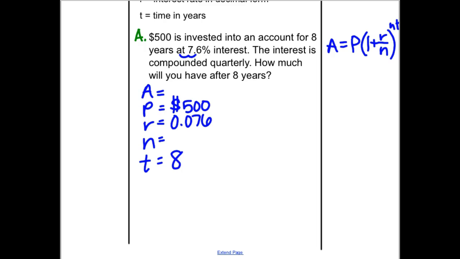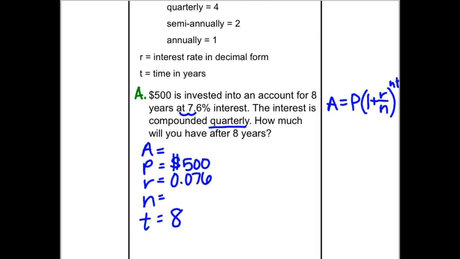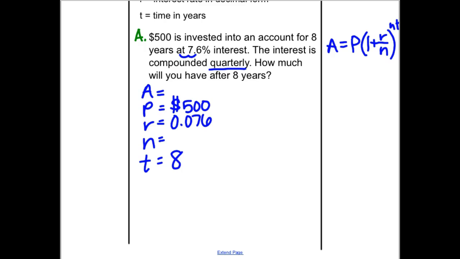And I write it as a decimal already, so that way we don't forget. And then it says interest is compounded quarterly. Quarterly, if we look right back up here, quarterly is 4. So we have an N of 4. And it says how much money will you have after 8 years? So there's our unknown. For the purpose of these problems, so we don't confuse you, your unknown will always be A. So we put that into our formula. A equals 500 times 1 plus 0.076 over 4 to the 4 times 8 power.